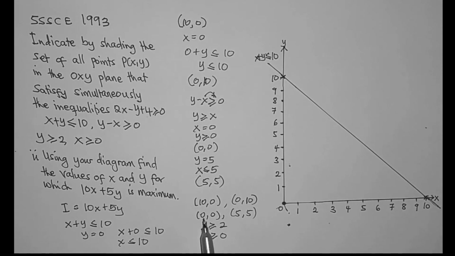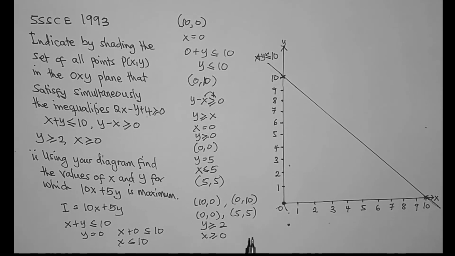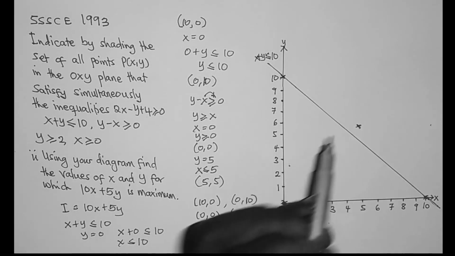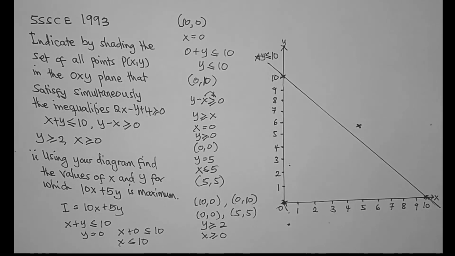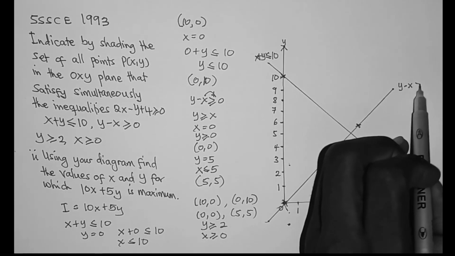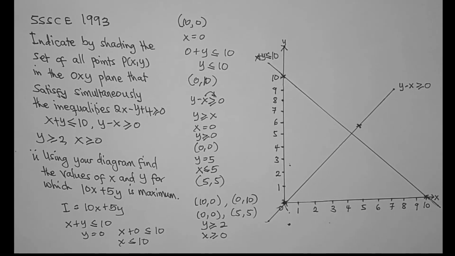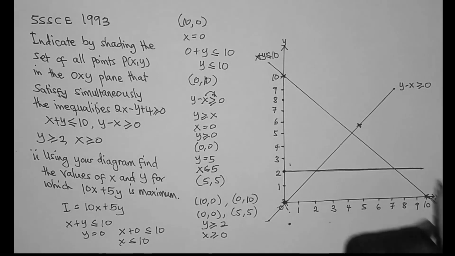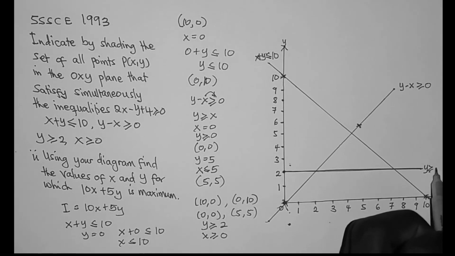Then the next one is 0, 0 and 5, 5. So this is 0, 0. Now let's sketch 5, 5. So this is 5, 5. Let's join the two points. This line is the line y minus x greater than or equal to 0. The next one is the line y is greater than or equal to 2, which is this. So this is the line y is greater than or equal to 2.